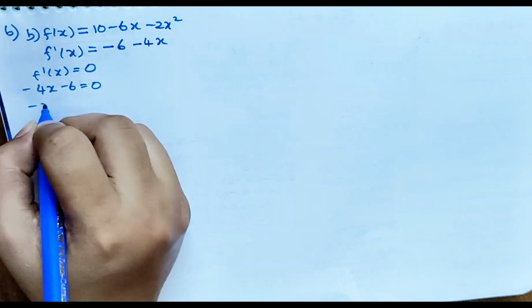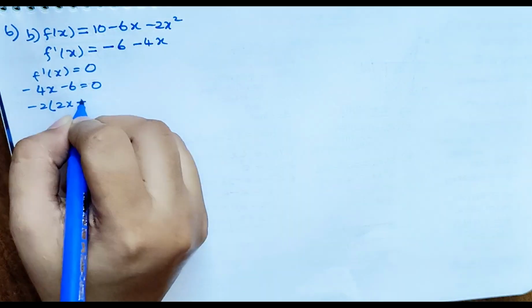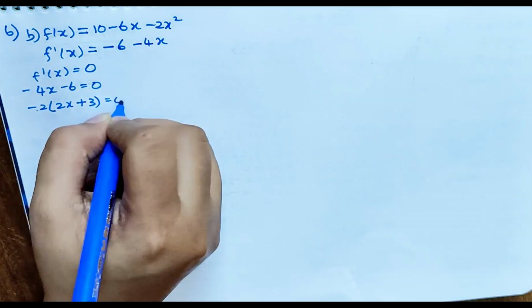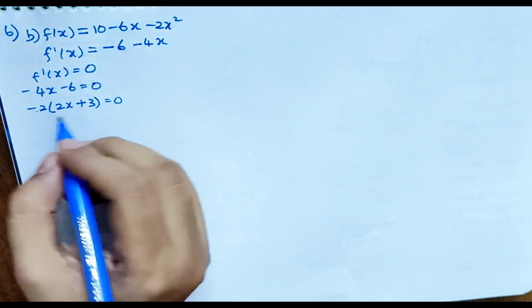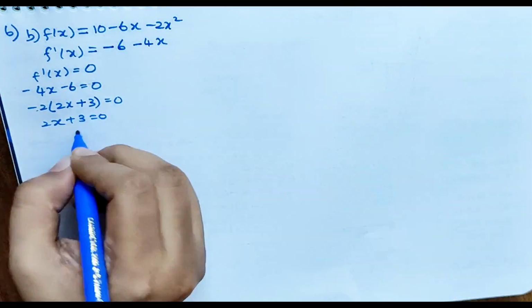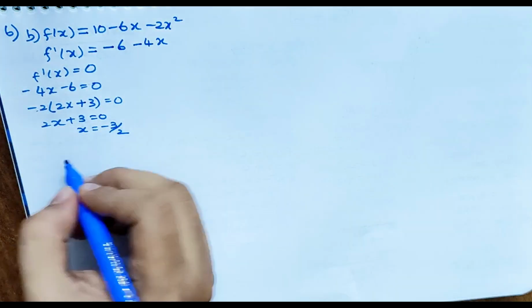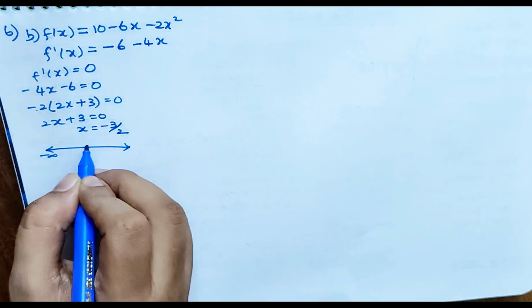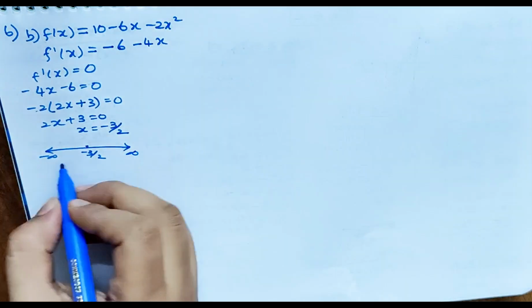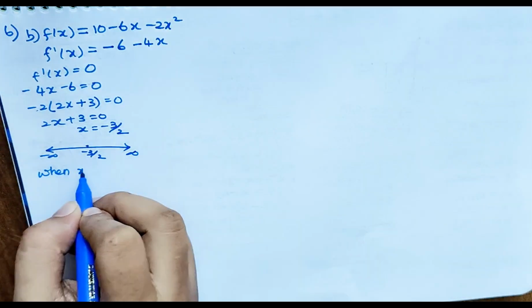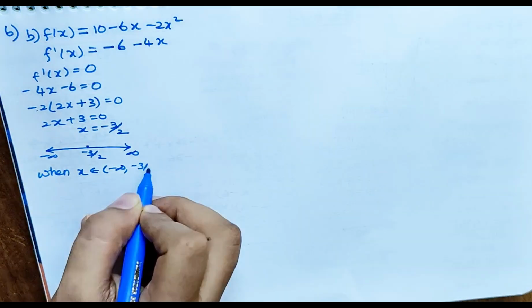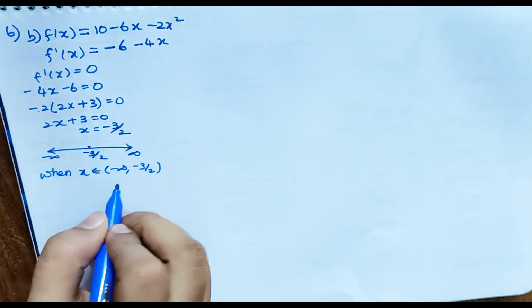We can take minus 2 as common, so it will be minus 2 into 2x plus 3. Taking minus 2 to the right, it will be 0. So 2x plus 3 equal to 0, and x is equal to minus 3 by 2. Drawing the number line, it will be minus infinity, minus 3 by 2 and plus infinity. We have the intervals minus infinity comma minus 3 by 2 and minus 3 by 2 comma infinity.